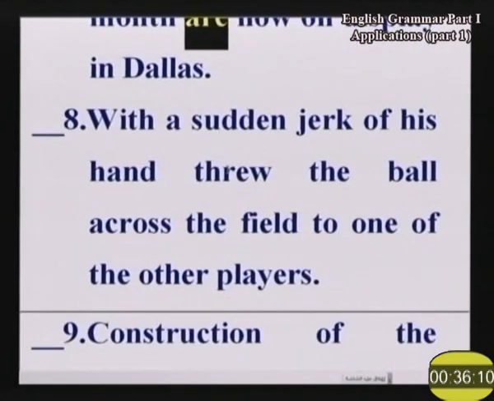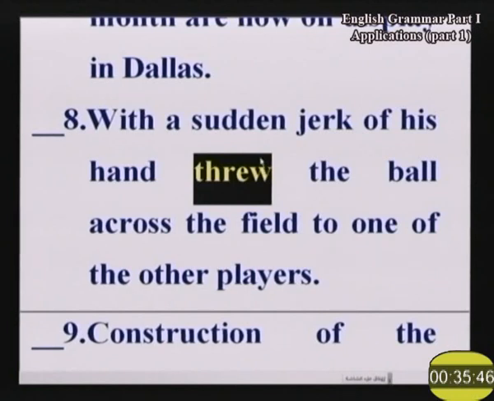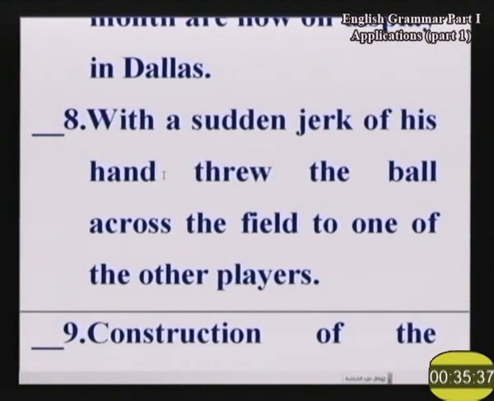With a sudden jerk of his hand، كل ده مش مهم، لأن عندي هنا prepositional phrases، يبقى jerk ما هياش subject ولا hand كمان. Threw the ball across the field to one of the other players. طيب threw is the verb. I do not have a subject here. يبقى with a sudden jerk of his hand، بحركة مفاجئة من يده، comma، I need a subject. He threw the ball across the field. يبقى أهم كلام إيه؟ He threw the ball.